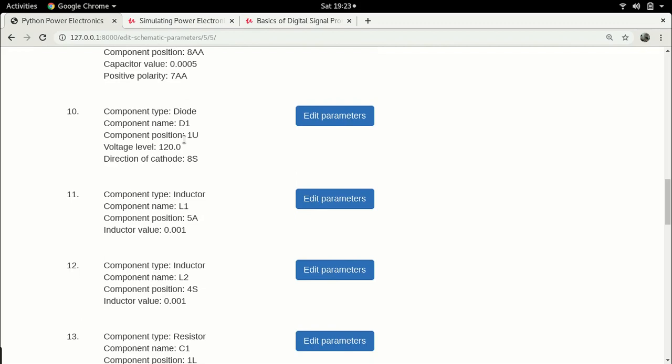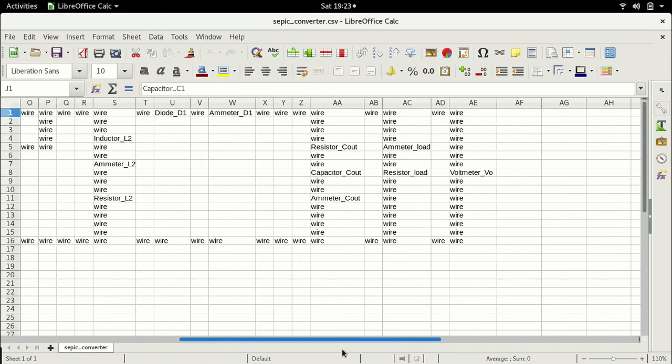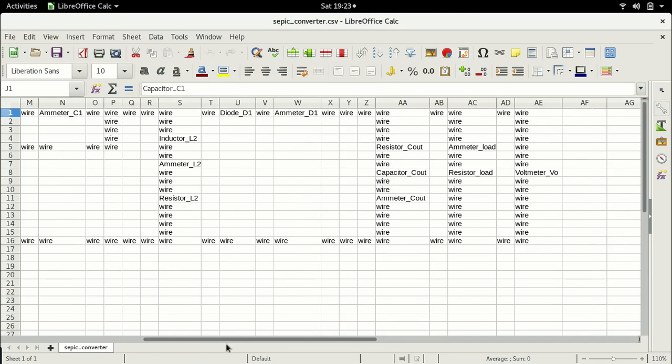Then comes the diode. Diode will change, right? Now, where is the diode? 1U. Let's go have a look. So the diode is 1U, and we have already said that in the case of a SEPIC converter, the forward path is conducting.